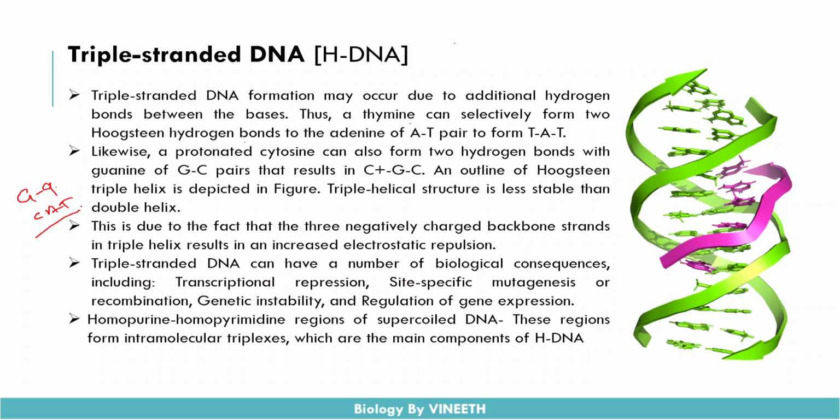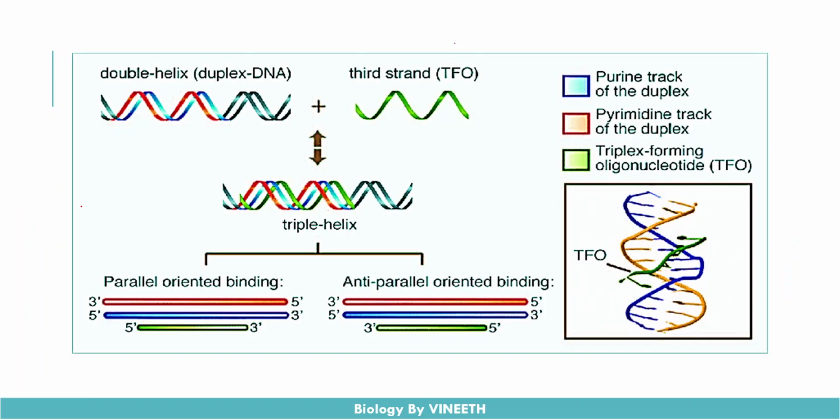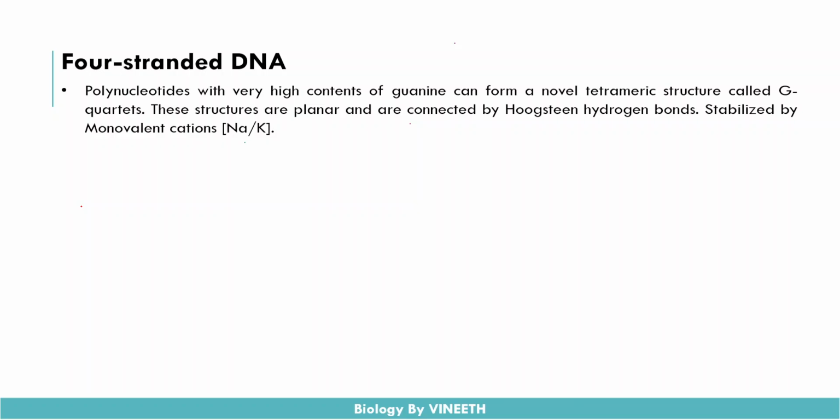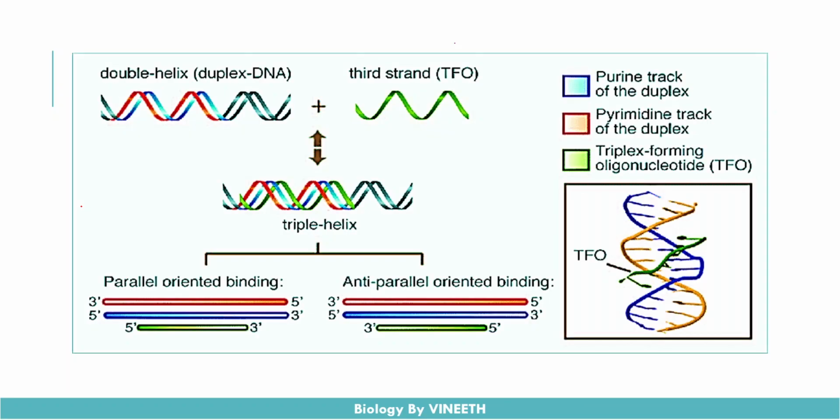Then we have the 4-stranded DNA, which we also call the G tetraplex, because it is very rich in guanine nucleotides. If we look at the structure of the triplex DNA, this is a double helical DNA, and we have one more strand, a third strand. This third strand intercalates into this double helical form, in this way forming the triple helix.